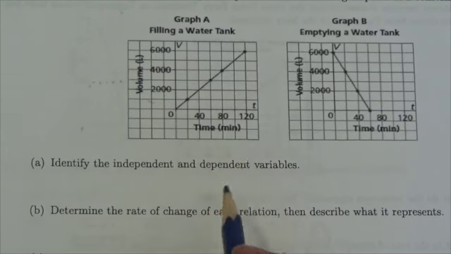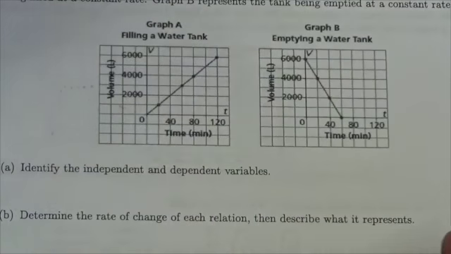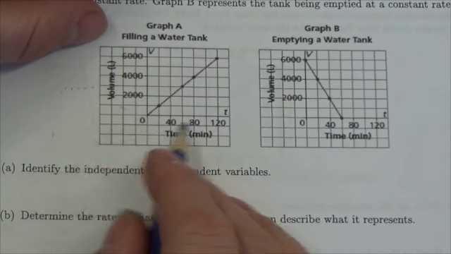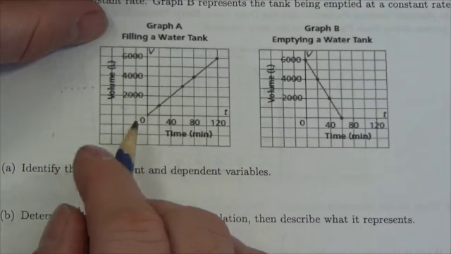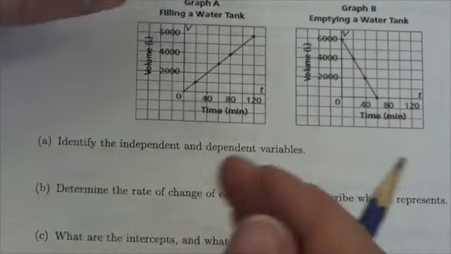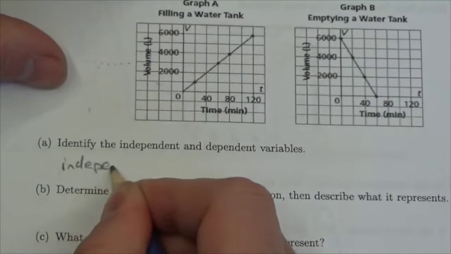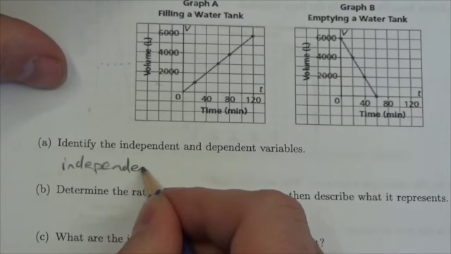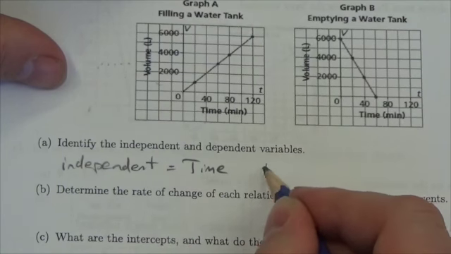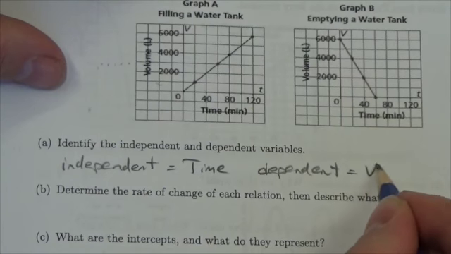Okay, so let's take a quick look here. Now, based on the way the graph is drawn right now, it should be clear what the intention is, because we always put the independent variable along the horizontal axis and the dependent variable along the vertical axis. So in this case, based solely on the way the graphs are being drawn, the independent variable is going to be time, and the dependent variable is going to be volume.